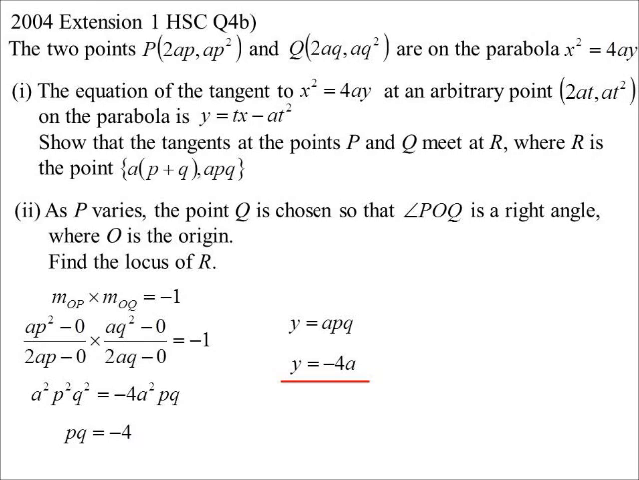So with our locus questions, we need to find coordinates of the point that we're looking for. Sometimes we have to find a relationship if we're using more than one parameter, and then use that to try and eliminate the parameters and come up with a Cartesian equation.